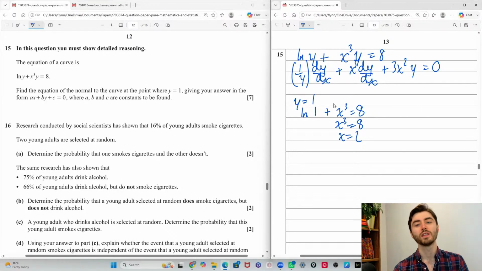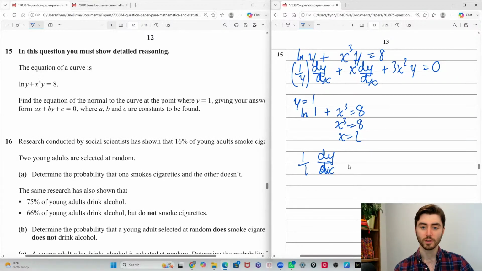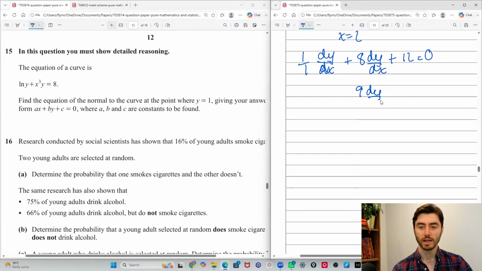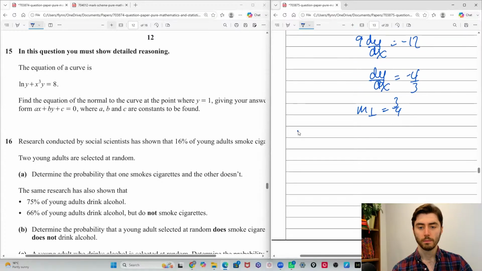Now, if I plug those into here, and I really should have done those in the opposite order, so let's just pretend that came first, right? Finding the x, now that I know my y, we can plug that in here and say that 1 over 1 dy dx. It's just much easier than rearranging for dy dx. I much prefer substituting. Plus 8 dy dx plus 12, which is 3 times 4 times 1, equals 0. And then you can see this is going to be very simple. 9 dy dx equals minus 12. Dy dx is minus 4/3, which means that the perpendicular gradient is 3/4, which means that, again, y minus 1 equals 3/4 x minus 2.